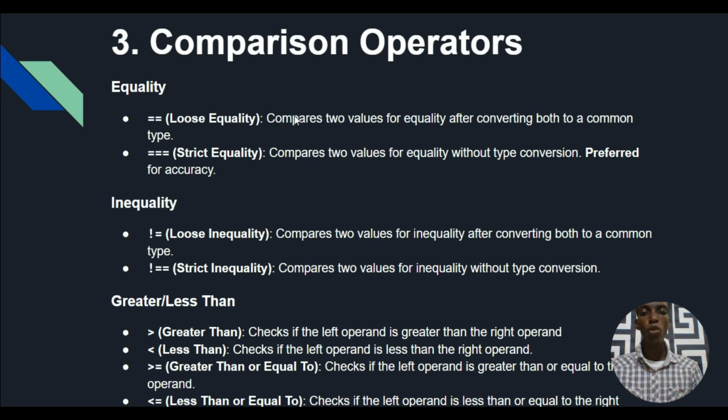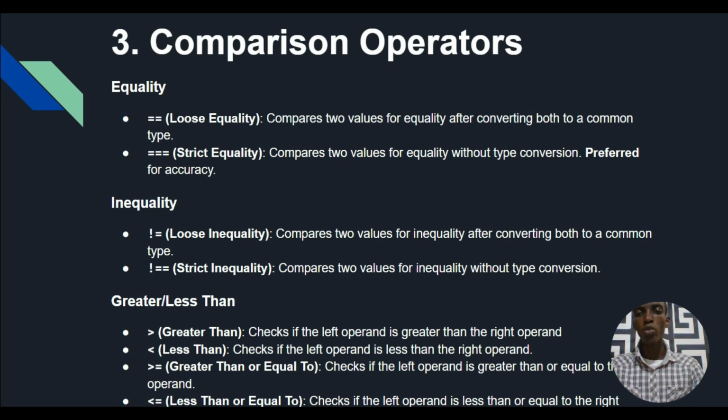Now this one compares two values for equality after converting both to a common type. The strict equality compares two values for equality without data type conversion, preferred for accuracy. Now let me show you what all this means.